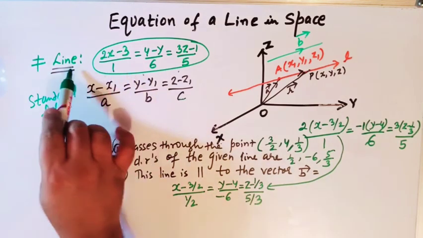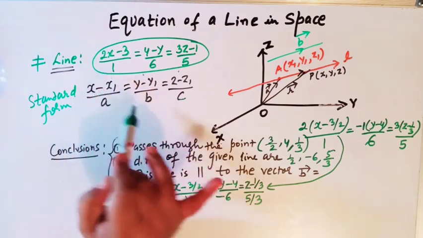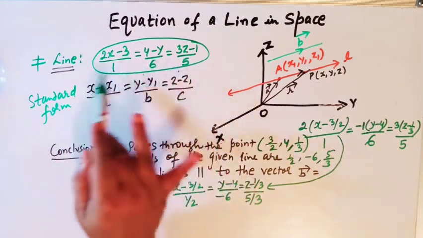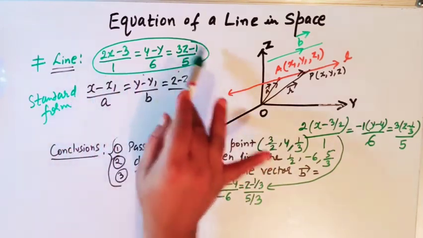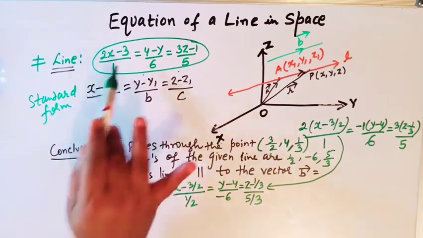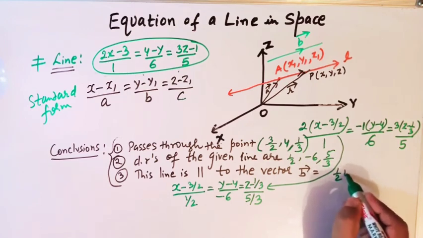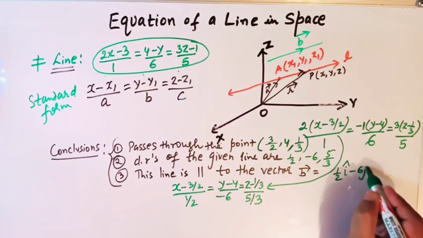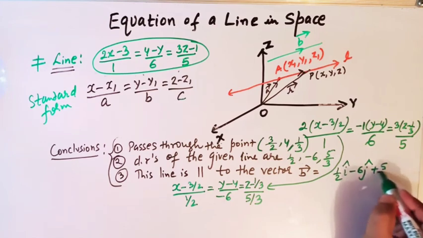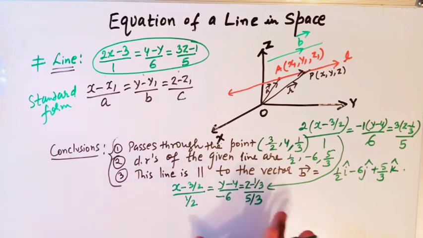But if we look at this equation, we can readily say that a is 1, b is 6 and c is 5, but this will be wrong because this equation is not in this standard form. So our first aim is to express this equation in this form. Now this line is parallel to the vector b, and vector b is given by half i cap minus 6 j cap plus 5 by 3 k cap, right? So these are the conclusions.